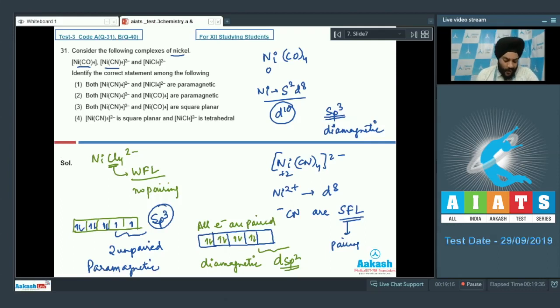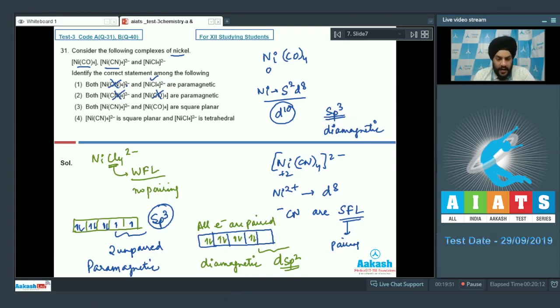Okay. So we can now look at the options which are given to us, students. So the first option, it says both [Ni(CN)4]2- and [NiCl4]2- are paramagnetic. This is incorrect, students. [NiCl4]2- is paramagnetic, but [Ni(CN)4]2- is not. If you look at the second statement now, both [Ni(CN)4]2- and Ni(CO)4 are paramagnetic. Both of these given complexes are diamagnetic. So the second option is also incorrect.